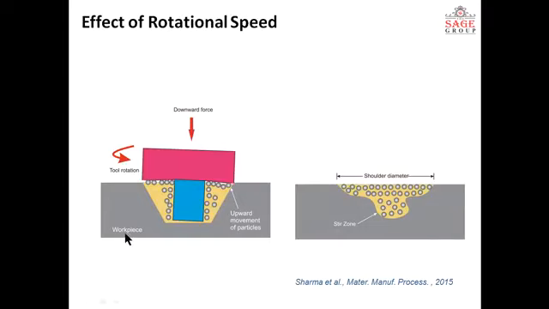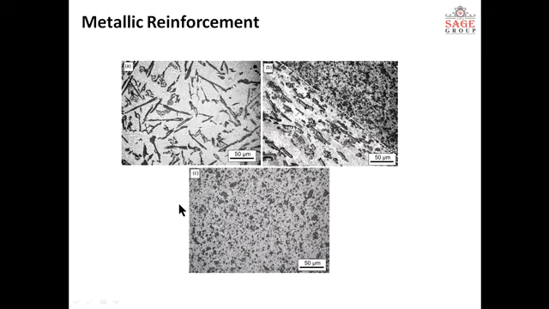And this shows schematically how high rotational speed can be helpful in making surface composites with uniform distribution, because of the high strain action the particles will move upward and they will be distributed uniformly. And this is the friction stir processed material of an aluminum silicon alloy. You can see here acicular silicon is there, but after friction stir processing this acicular silicon breaks up into small fragments.